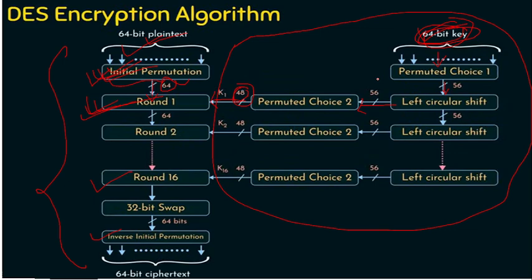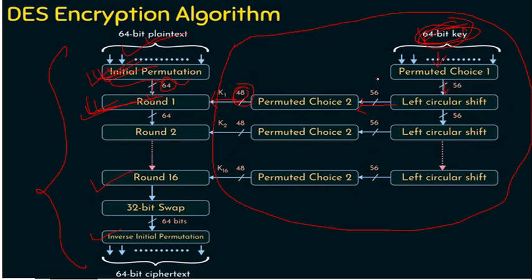Then those 48 bits are sent to the substitution boxes, which reduce them to 32 bits. Then we send them to the P permutation, where we get an output of 32 bits. Then those 32 bits are XORed with the left side part data.